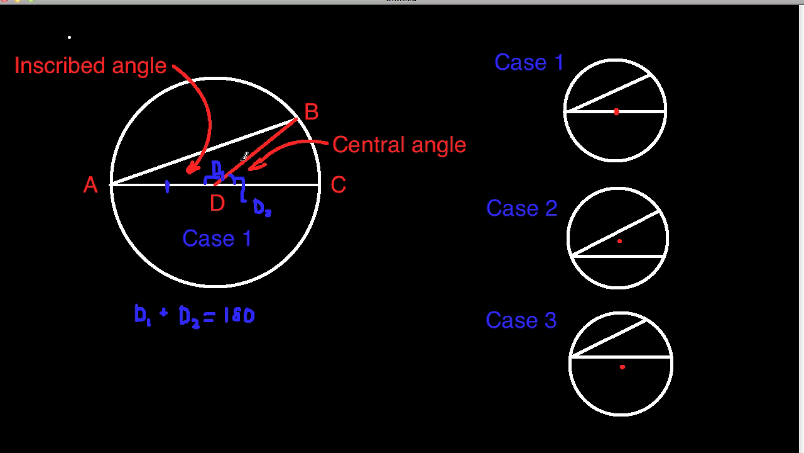Now, we have this triangle ABD, that is an isosceles triangle because this side is equal to a radius of the circle, as is this side equal to a radius of the circle. So it means that angle A and angle B are equal. And we also know that the sum of the three angles inside the triangle equals 180 degrees. So we know that A plus B plus D1, which is that third angle, also equals 180 degrees.